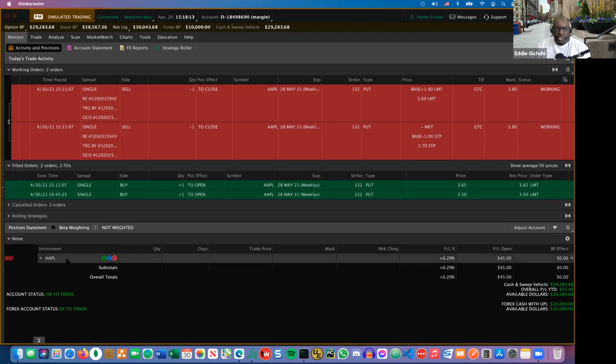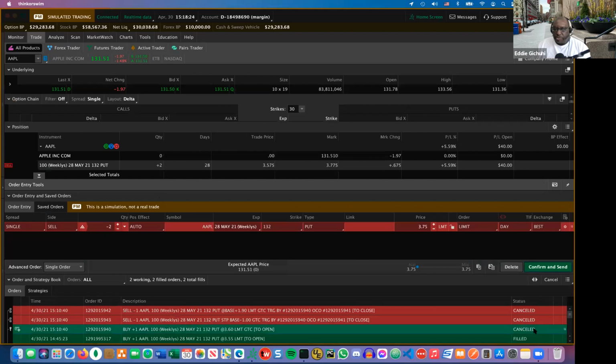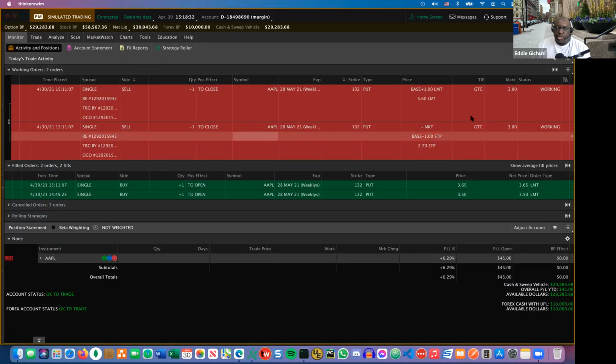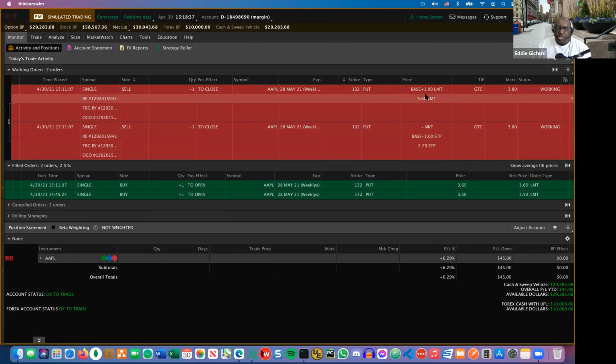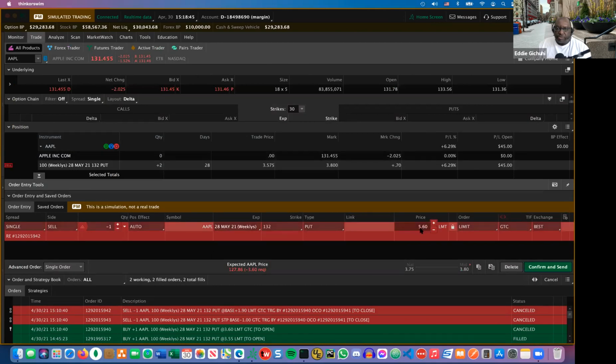What we could do is simply right click on these, create closing orders, and sell both of them at the same time, right? And what's going to happen? It is actually going to execute. But since I already have an order sitting in my monitor screen, all I could do is go to my take profit order, which is this one right here. I will right click and cancel replace order.